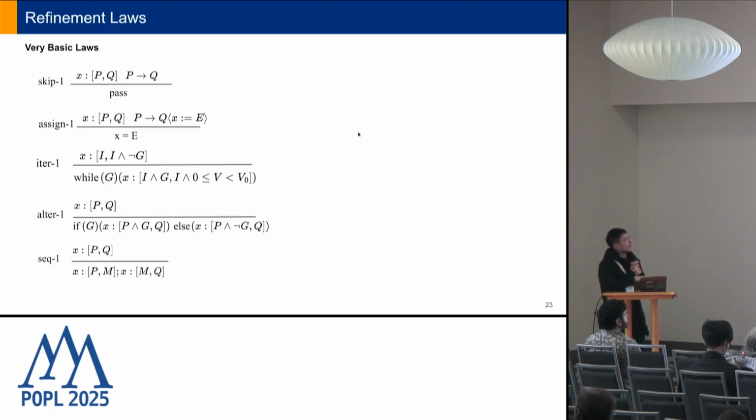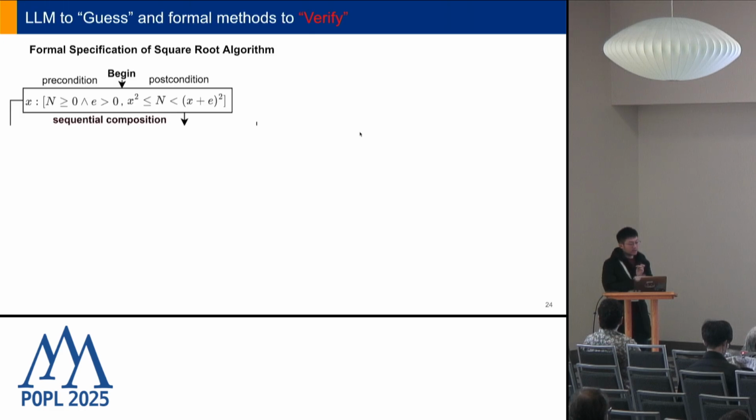So basically, we can guide the LLM with very basic laws. For example, the skip law: if the precondition just implies the postcondition, it's just a skip. If we can assign a variable x with an expression that makes the precondition imply the postcondition, we can just assign the variable. It also has iteration, alternation, and sequential composition laws to build the programs and guide the LLM to generate the code.